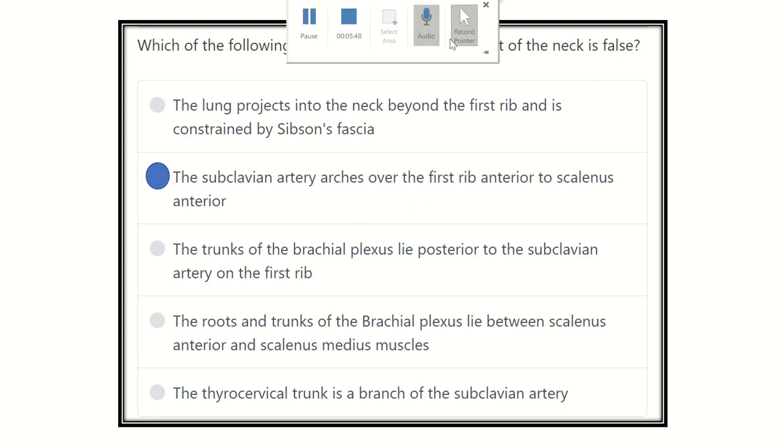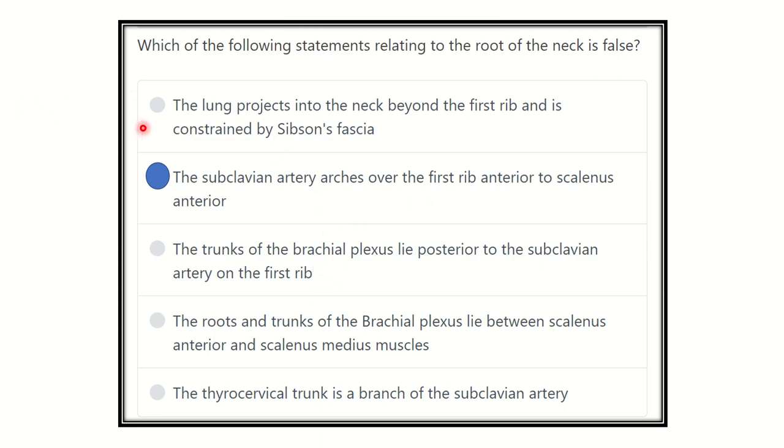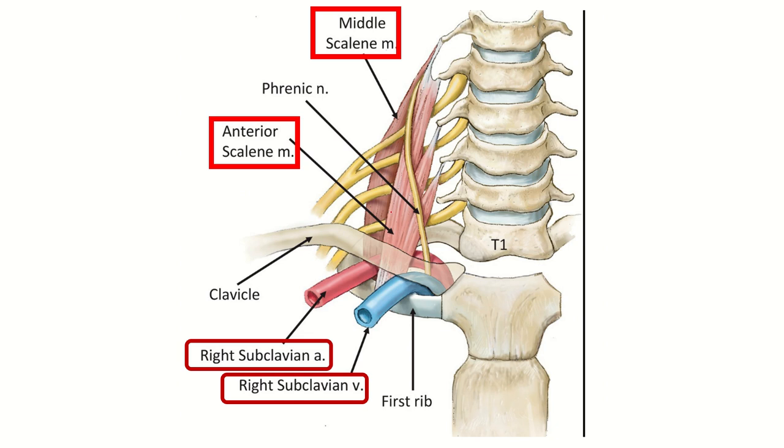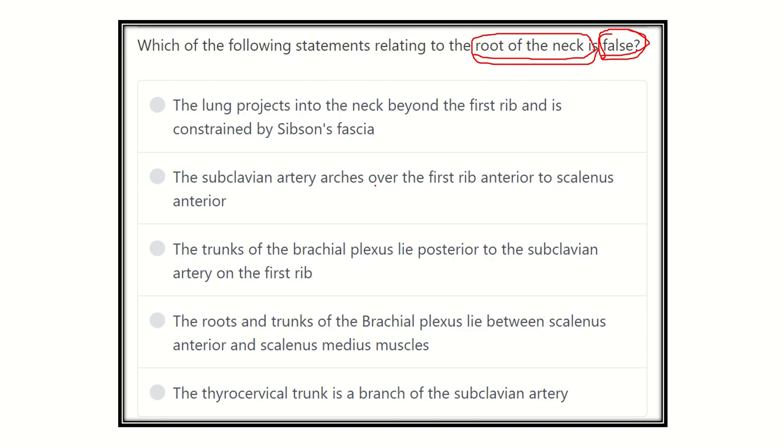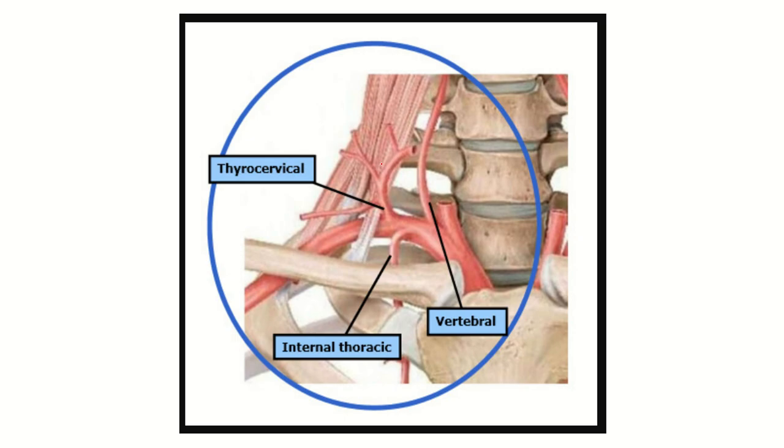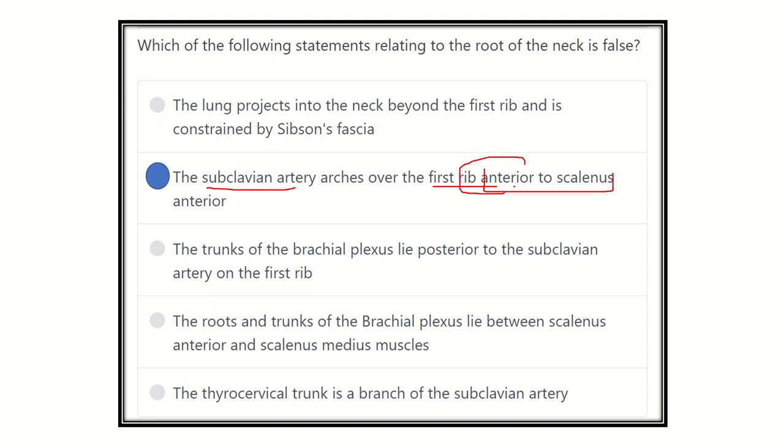So our answer is now ready. Now the analysis: the statement that the subclavian artery arches over the first rib anterior to the anterior scalene is not true. It is not true, because in this picture we can see that the subclavian artery lies posterior to the anterior scalene. Here we can see this is posterior to the anterior scalene.